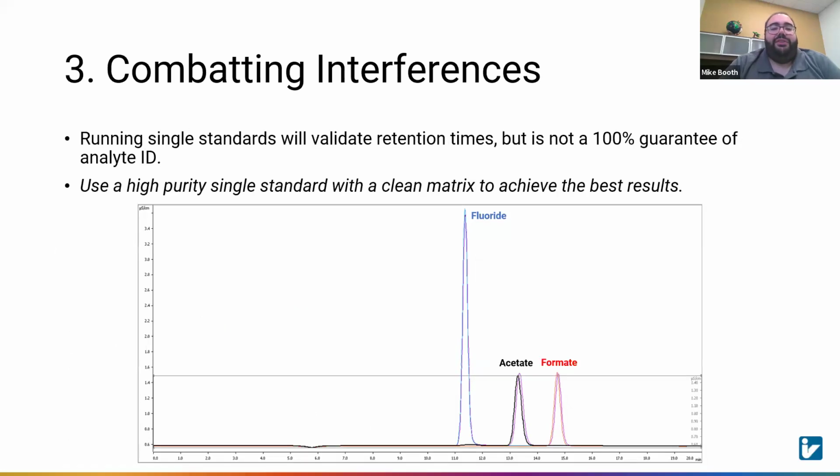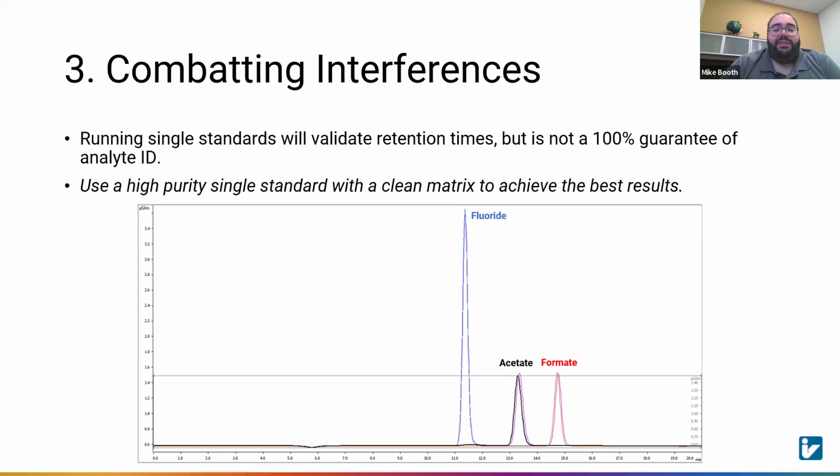The way that you can tell for sure is to validate retention times by running single standards. It's another reason why people that do IC will keep stock singles on hand. When they're tweaking their method or maybe validating a new method, you need to have those stock singles on hand to make sure that you know what the retention times are in your mixed standards or mixed samples. So doing this is a good way.